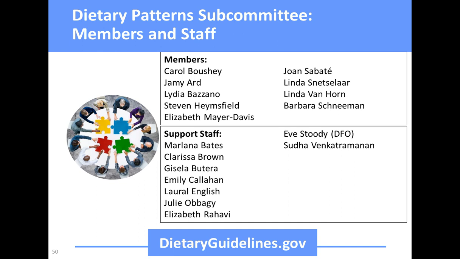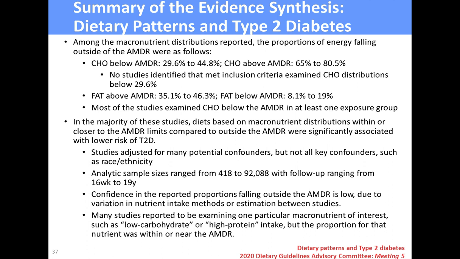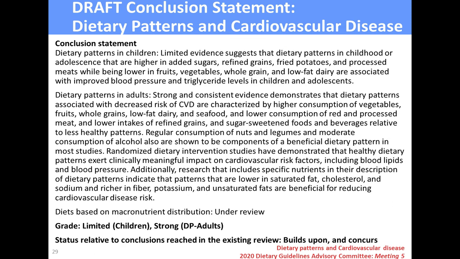So, Carol, this is Jamie. Great presentation. Thank you for doing that for the group. I think there's a clarification needed for the draft conclusion related to cardiovascular health in children and dietary patterns. We may not have had the full edit of that draft statement. Right now on slide 29 it reads: limited evidence suggests dietary patterns in childhood or adolescence that are higher in added sugars, refined grains, fried potatoes, and processed meats while being lower in fruits, vegetables, whole grain, and low-fat dairy are associated with improved blood pressure and triglyceride levels in children and adolescents.